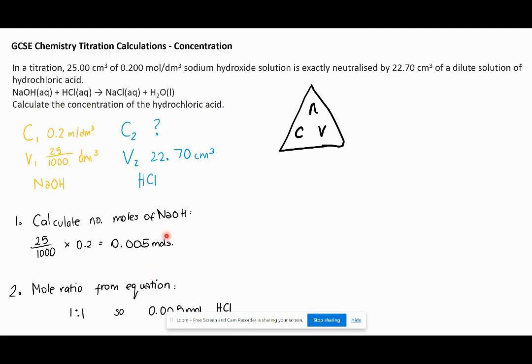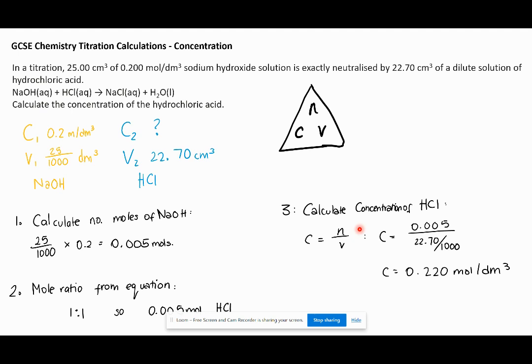If we then look at the equation that we've been given, this one up here, we can use the mole ratio to work out how many moles of hydrochloric acid we have. If we look at this one here, we have a 1-to-1 mole ratio, which means that this is multiplied by 1. So we also have 0.005 moles of hydrochloric acid.